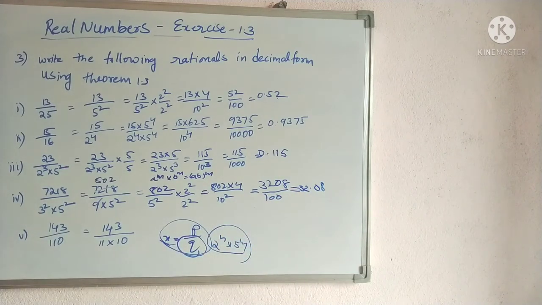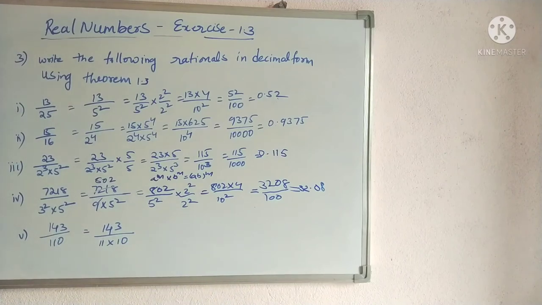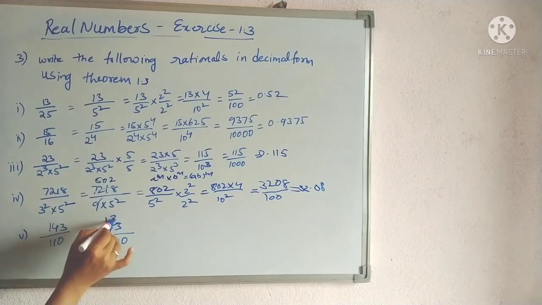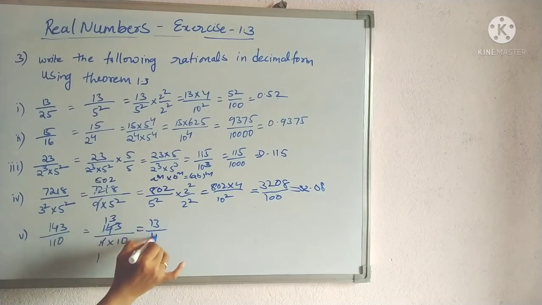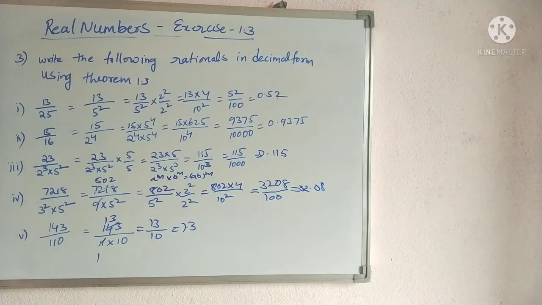Okay, and coming to the last, they gave 143 by 110. So 110 we can write as 11 into 10, right? Again we should check for cancellation. 11 ones are 11, 11 3s are 33. So this is 13 by 10. So 10 is there, so after the decimal point one digit must be there, so it is 1.3. So this is the decimal form without doing the division. We wrote that decimal form.